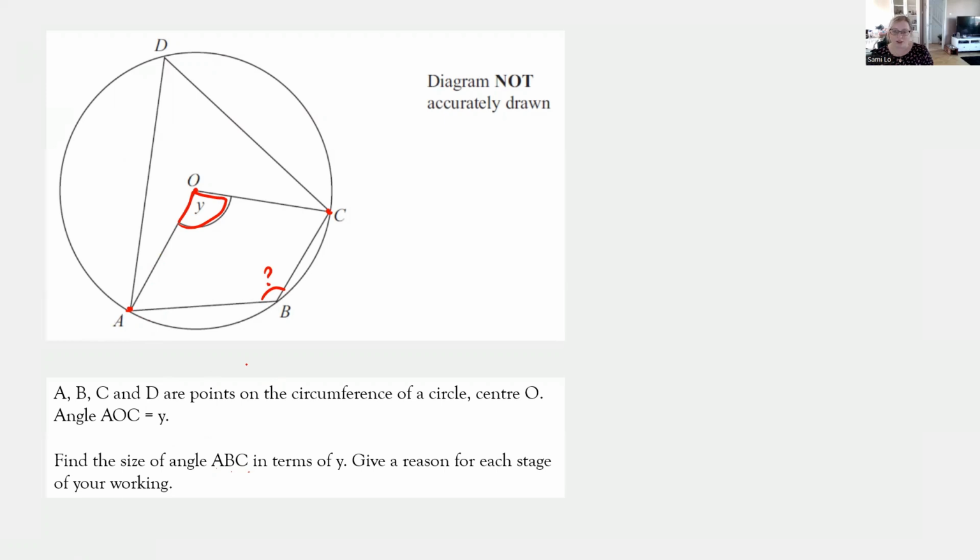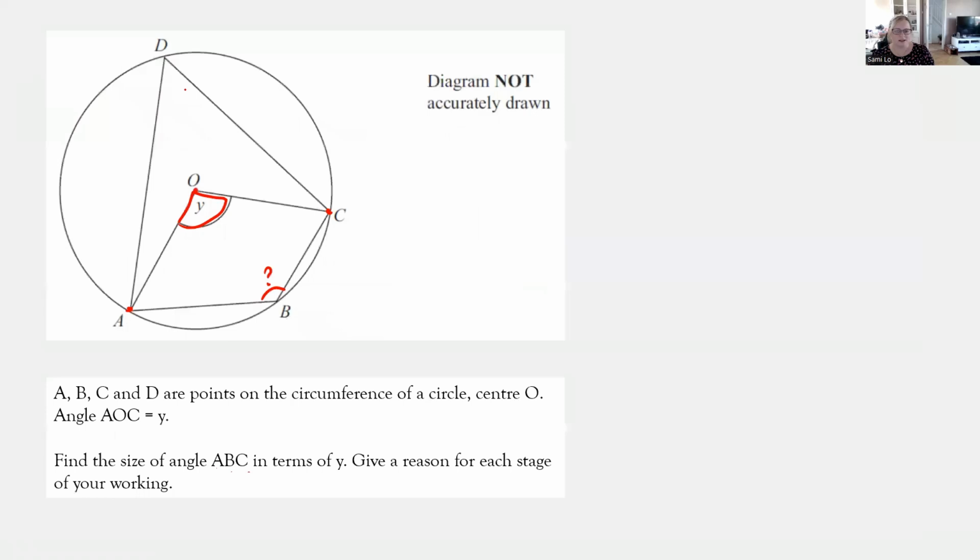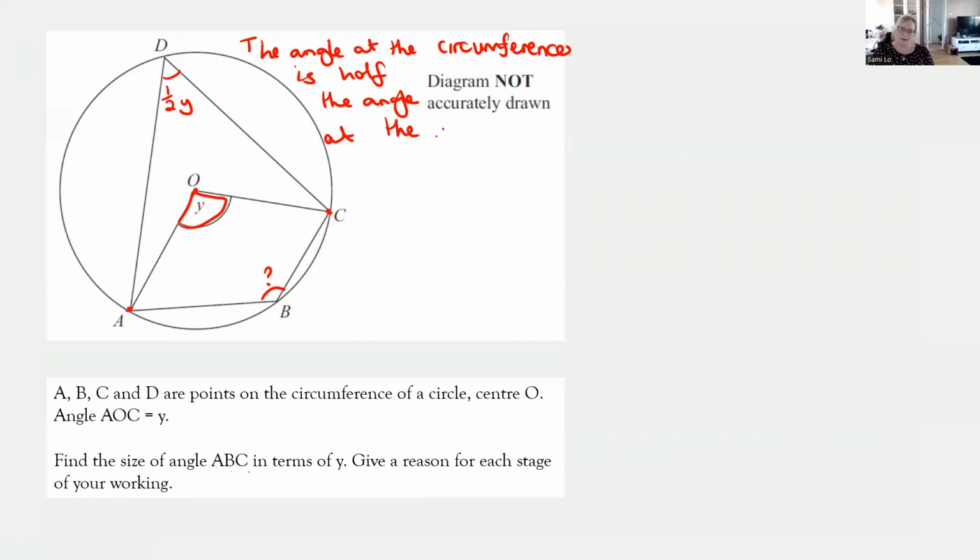If we think about our first rule that we looked at just a second ago, if I flip it back, we've got the angle at the center is twice the angle at the circumference. So the angle at the center is twice the angle at the circumference. So I can say this is worth half y. So the angle at the circumference, sorry about my handwriting, is half the angle at the center.